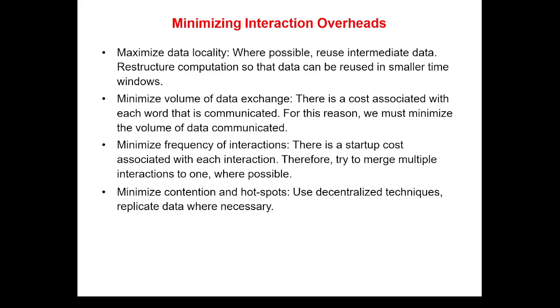Okay, alright. Okay, so macam mana kita minimize the interaction overheads? Okay, antaranya ialah kita maximize the data locality, di mana kita possibly reuse the intermediate data. Okay, kalau sebelum ni kita dah guna data tersebut, so kita tak perlu ambil data lain, so kita reuse back. Okay, so restructure computation so that we can reuse data in smaller time windows. Okay, so bila kita restructure computation, kita akan reuse the smaller time windows.